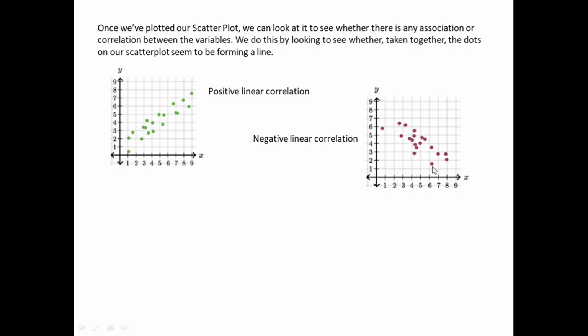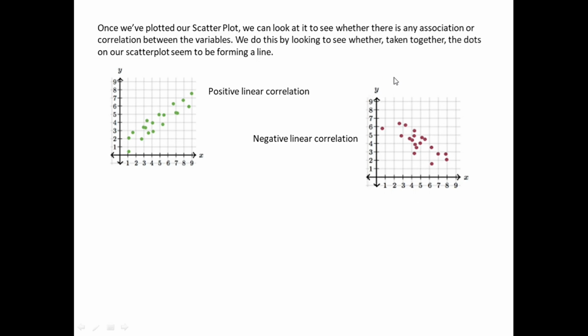So if you look at this dot here, it's getting just over 6 on the x-axis, but it's getting less than 2 on the y-axis. Whereas this dot here is getting less than 1 on the x-axis, but it's getting nearly 6 on the y-axis. So a negative correlation shows us that as one set of values gets less, the other set of values gets greater.